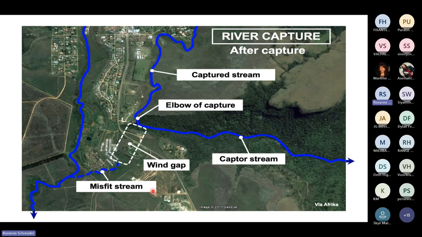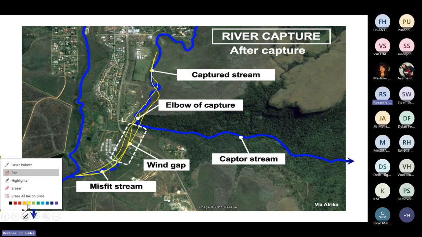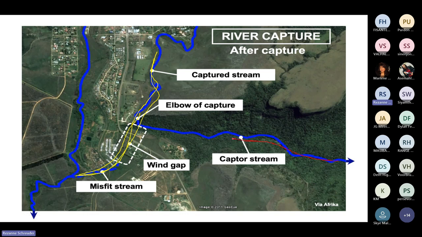Okay, this is a lovely aerial view of what happened. So very important, you have your captured stream and then you have your captor stream. So many moons ago, this area over here used to be the river. So if I can quickly just draw it. Let's use the yellow. So this used to be my river. Okay, there we go. However, my captor stream, my red river, has got more energy and it eroded backwards, headward erosion. And then my new river, going to make it green. So my new river then forms this elbow of capture, right?